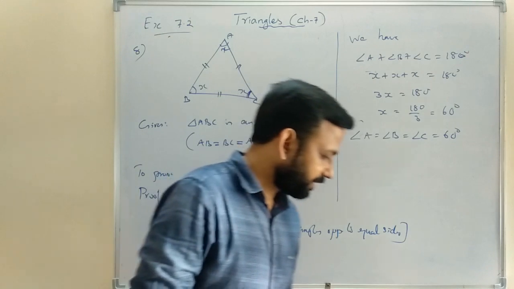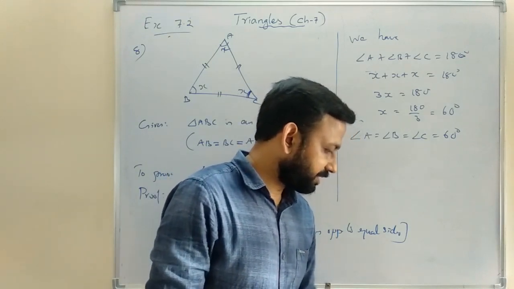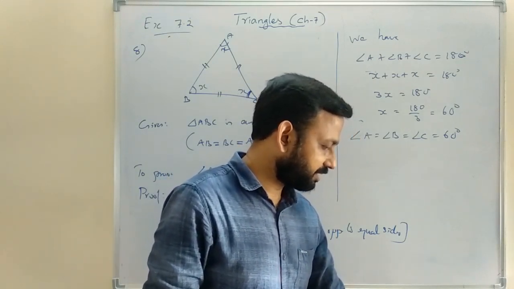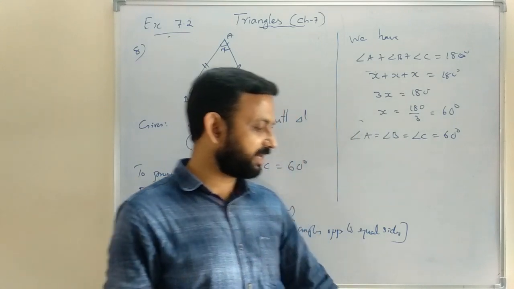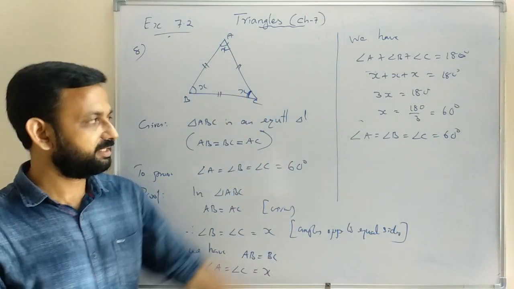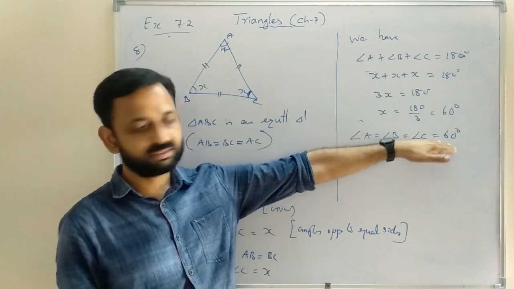So we got, therefore, the angles of an equilateral triangle are 60 degrees each. So we got the angles 60 degrees.